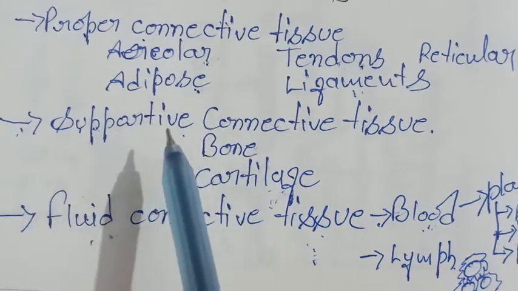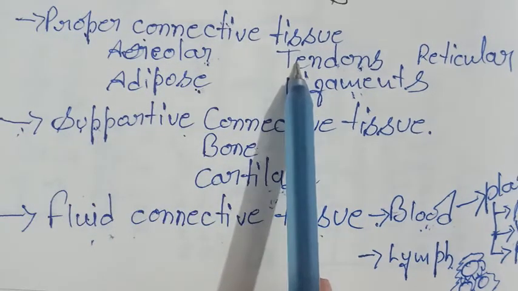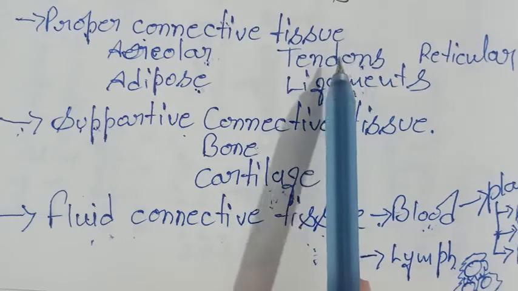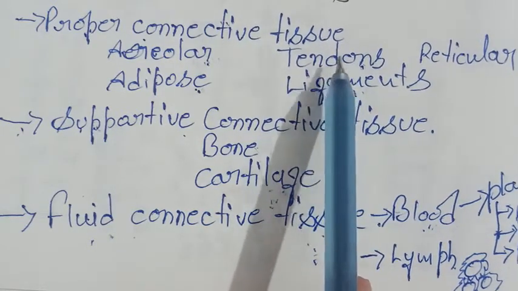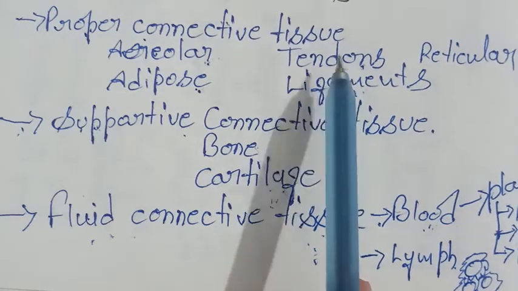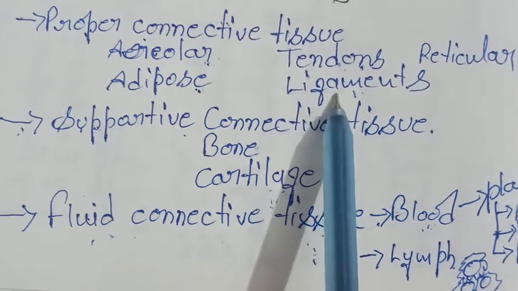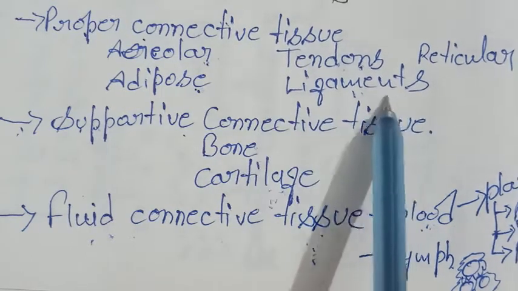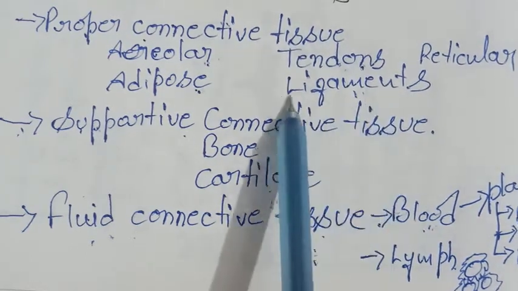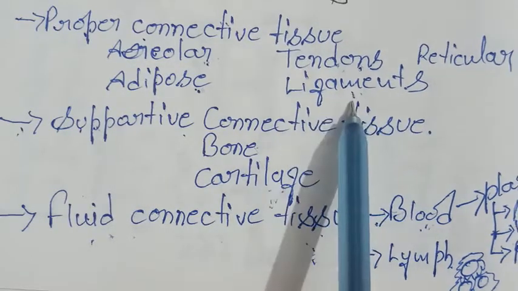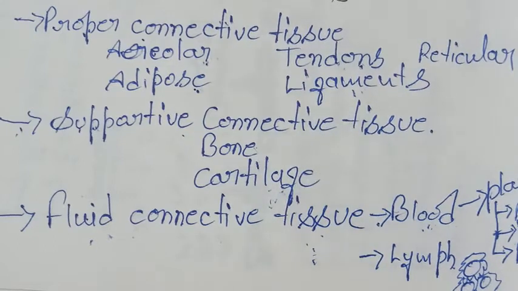Mast cells in this tissue are concerned with allergy. Now next to this is tendons. Tendons are the white fibrous connective tissue. And what is the function of tendons? They attach muscles to the bones. Now next to this is yellow fibrous connective tissue. Ligaments are the example of yellow fibrous connective tissue. They are elastic in nature and they connect one bone with another.